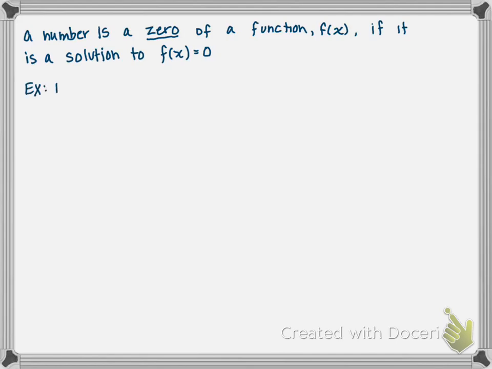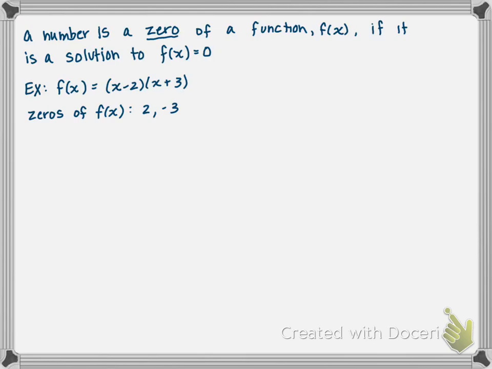if I have f of x equals x minus 2 times x plus 3, the zeros of this function are 2 and negative 3. Because if I set that function equal to 0 and solve, I get x equals 2 and x equals negative 3. So those are the numbers that you can plug into f that will give you an output of 0.